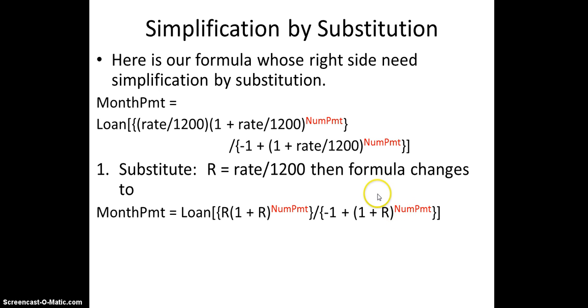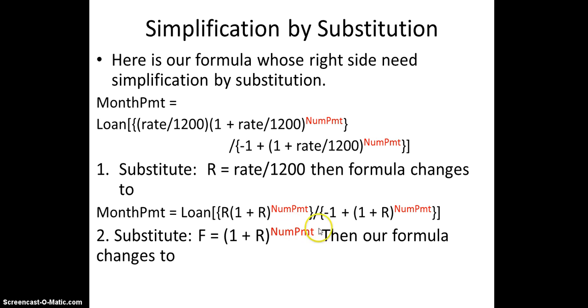And immediately we can see there is a second simplification step. We can replace 1 plus R to the power num payment because it occurred twice, once here and once there. Let's replace that by F. Then our formula becomes fairly simple, and it changes to month PMT equal to loan into R F, or this thing we replace by F, into minus 1 plus F or F minus 1, either one will be okay.